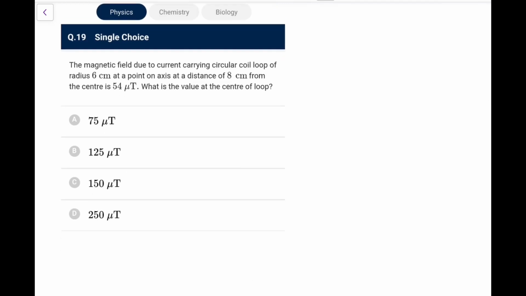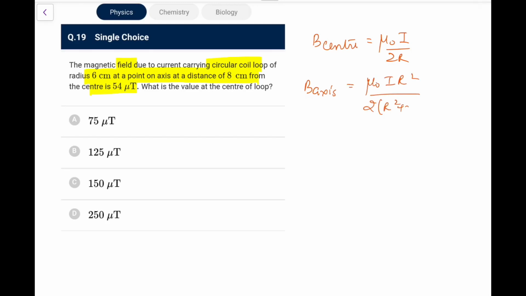The magnetic field due to a current carrying circular loop of radius 6 cm at a point on the axis at distance 8 cm from the center is this. What is the value at the center? This type of question is asked again and again. First of all, B at center you know is equal to mu naught I by 2r. And B at axis you know is equal to mu naught I r square upon 2 times (r square plus x square) to the power 3 by 2. This is B at axis at any point.